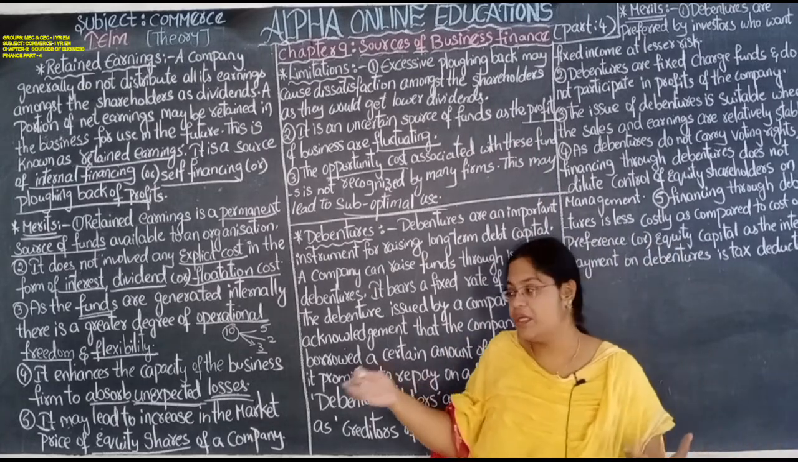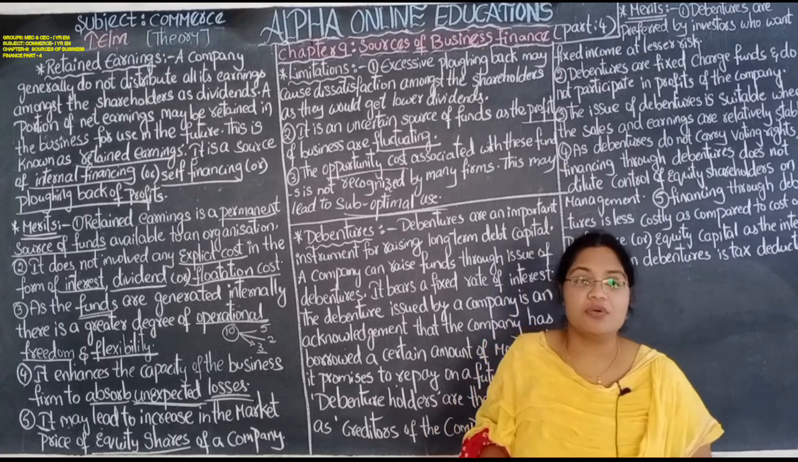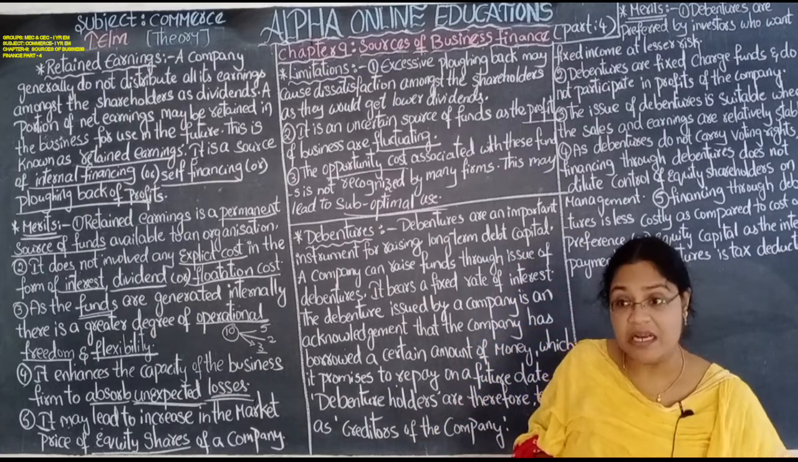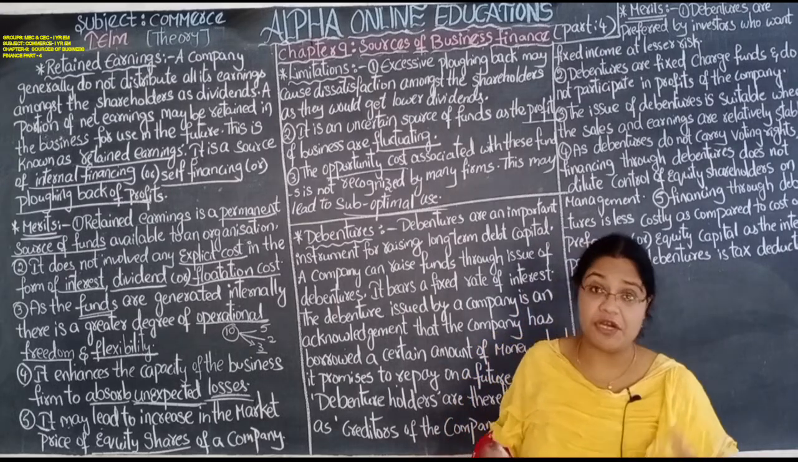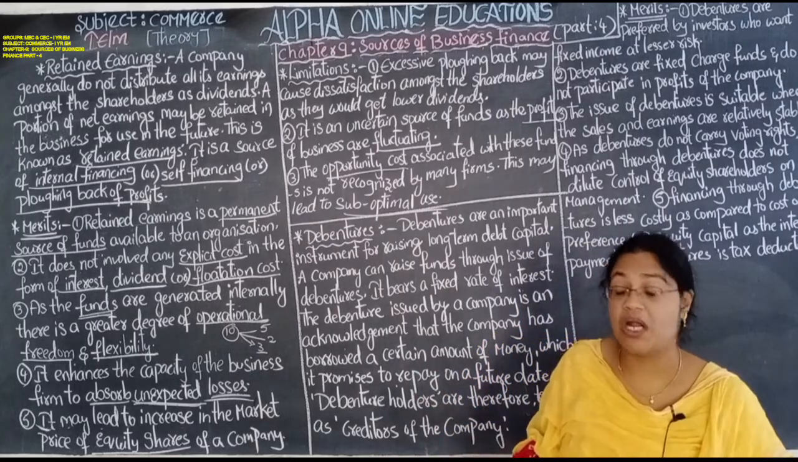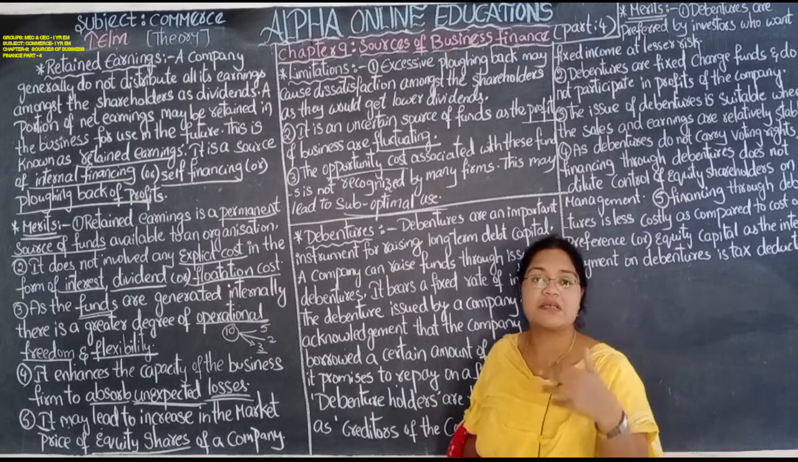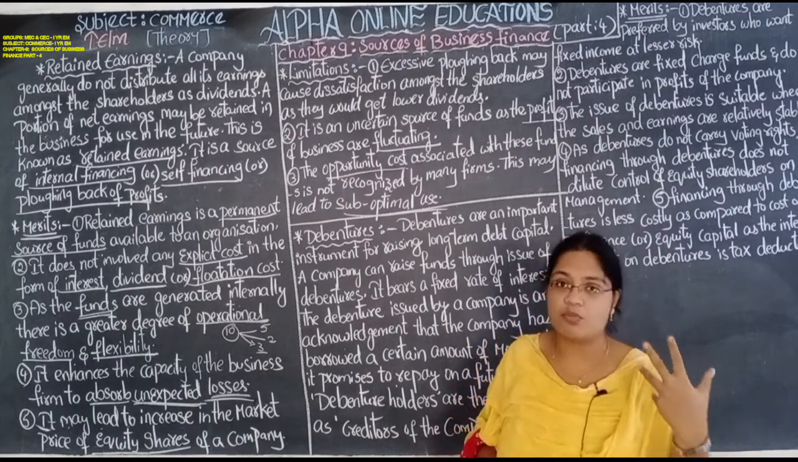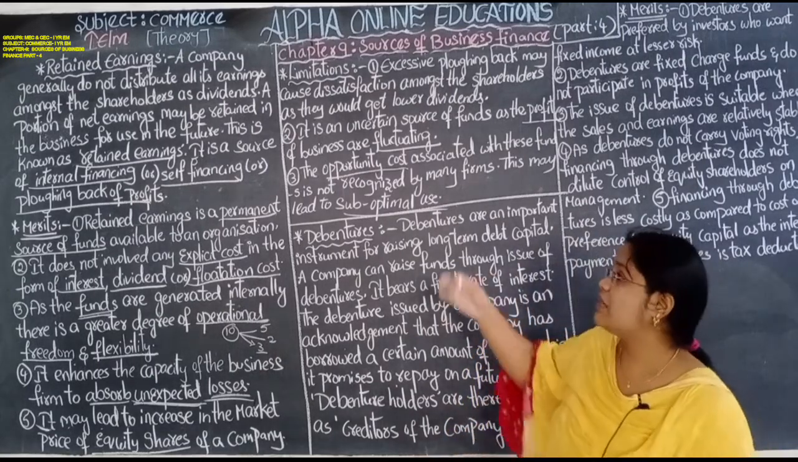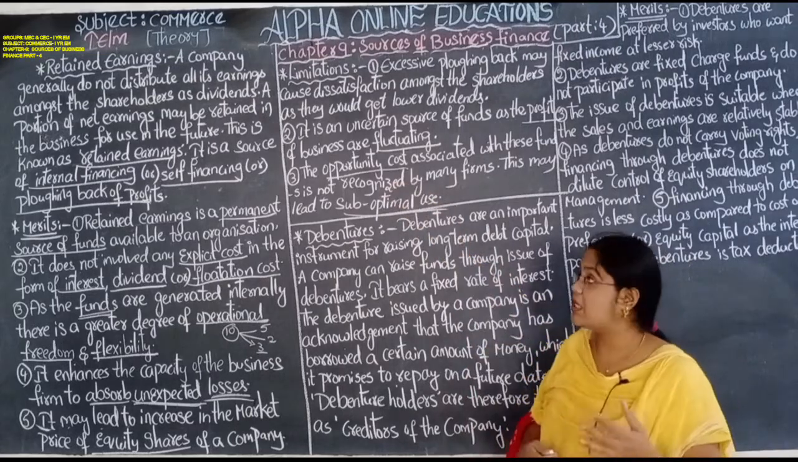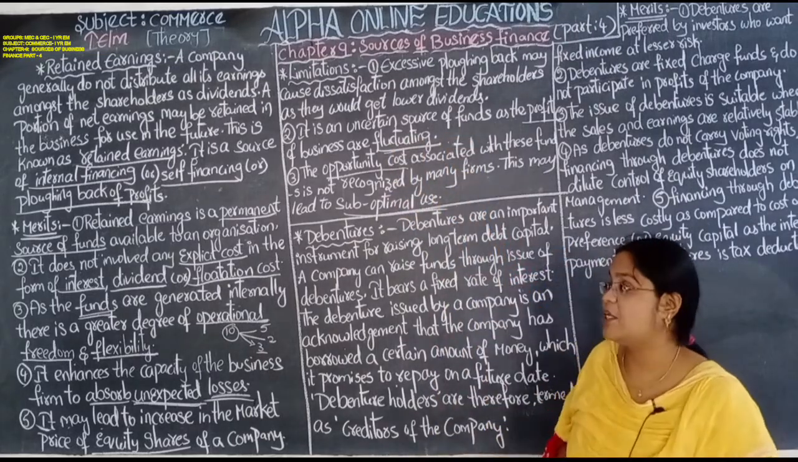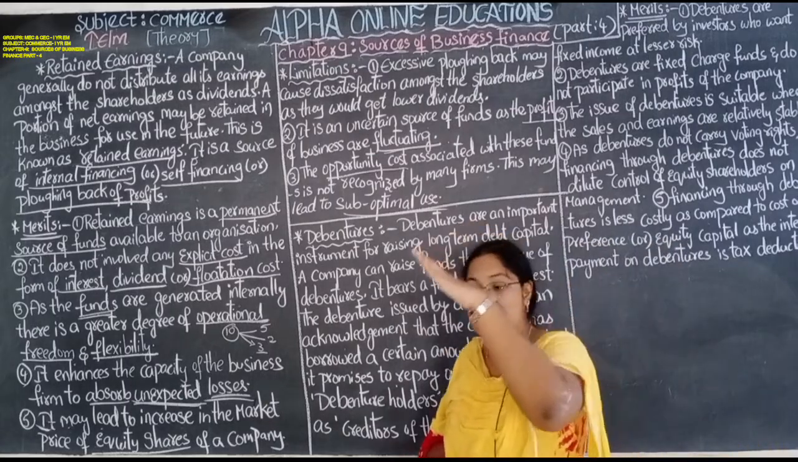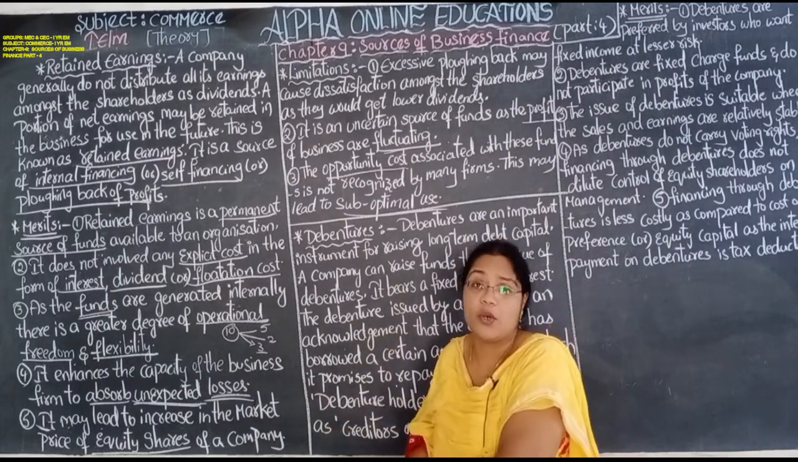In the year 2020 we had COVID-19. Now a new virus is also coming. For 2021 a new virus is also entering the world. So at that time the business can't earn profits, it will face more losses. At that time there will be no retained earnings. So that's why it is said that there are fluctuations in retained earnings. One time it will be more, one time it will be less, sometimes it will be zero.